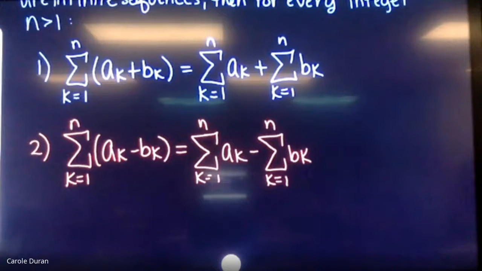These are just general rules that can follow, like if it asks you to find the sum of these two sequences for the first so many terms, you know how to do it.